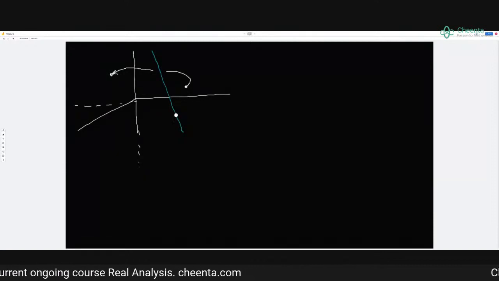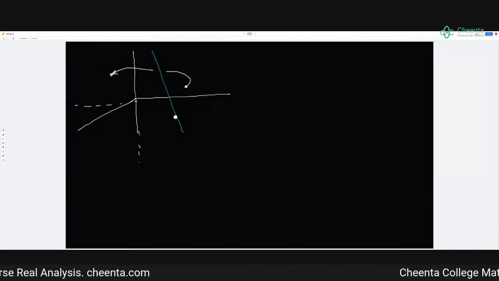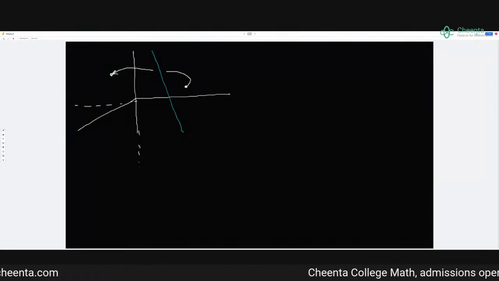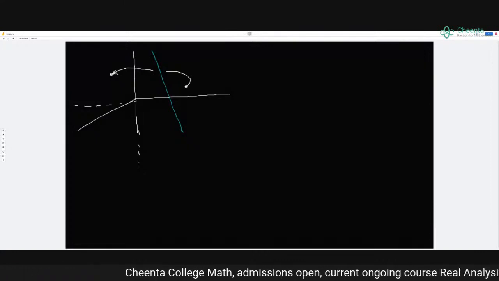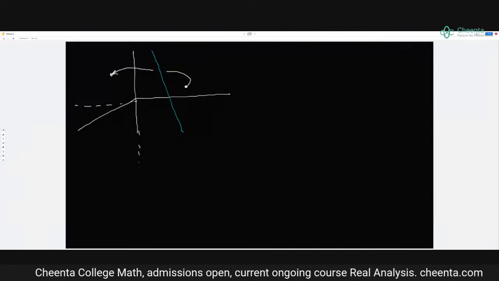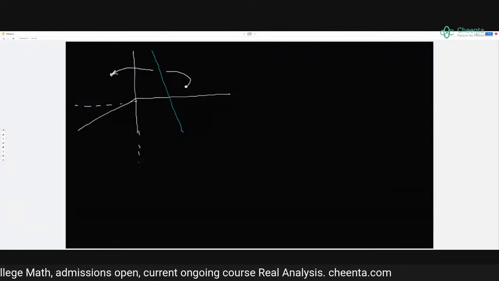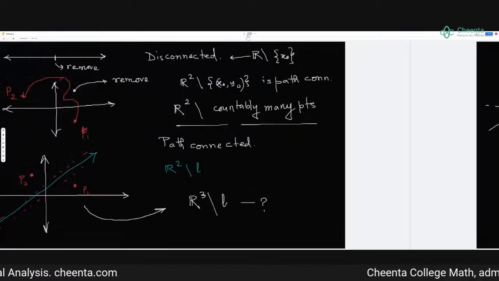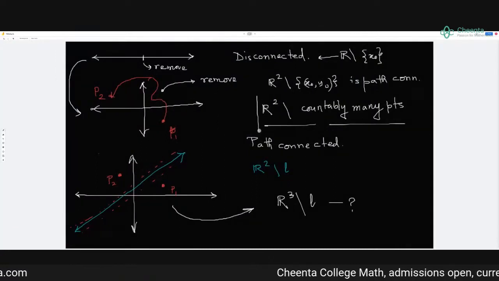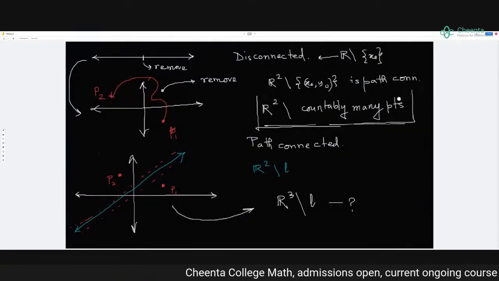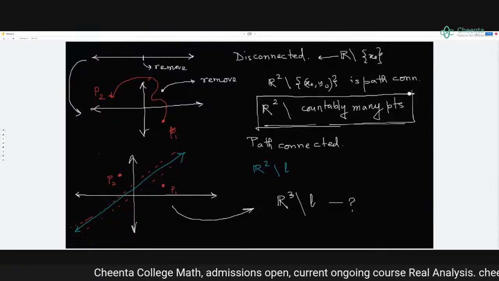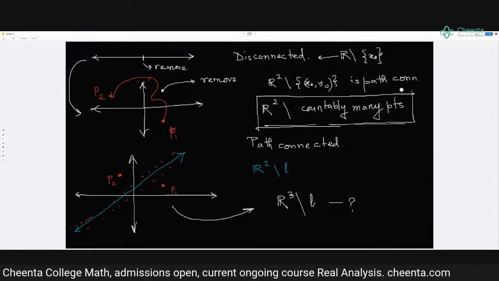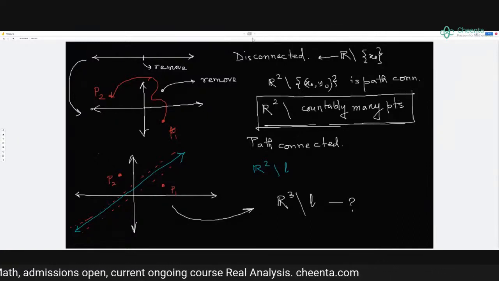Okay, so thus R3 minus L, R3 minus a single line, is always path connected. Now that's the same thing that happens when we take R3 minus a countable union of lines. So how does that actually happen? It is practically like this: R2 minus countably many points is path connected. Similarly, R3 minus countably many lines will also be path connected.